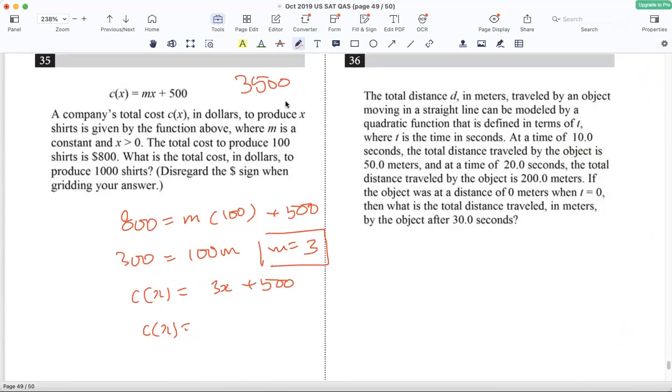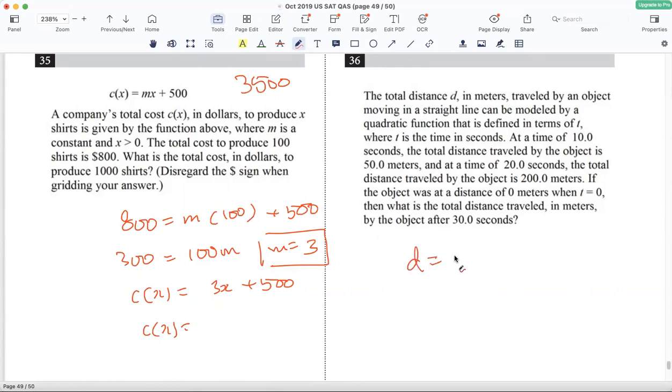The total distance d in meters traveled by an object moving in a straight line can be modeled by a quadratic function that is defined in terms of t, where t is the time in seconds. At a time of 10 seconds, the total distance traveled is 50, and at a time of 20, the total distance traveled is 200. If the object was at a distance of 0 when t is 0, what is the total distance traveled by the object after 30 seconds?